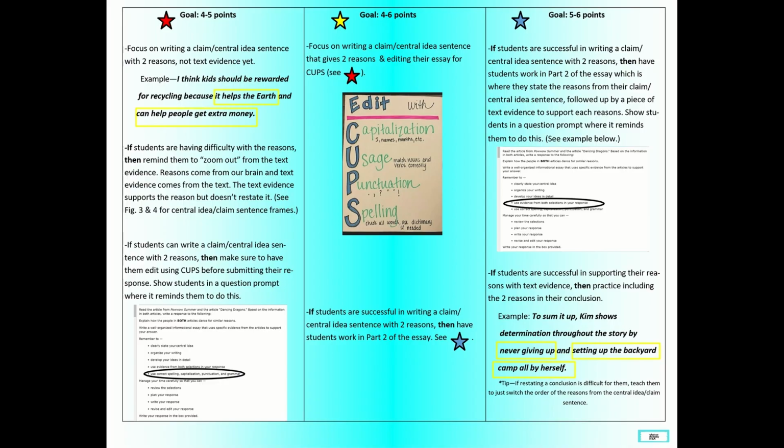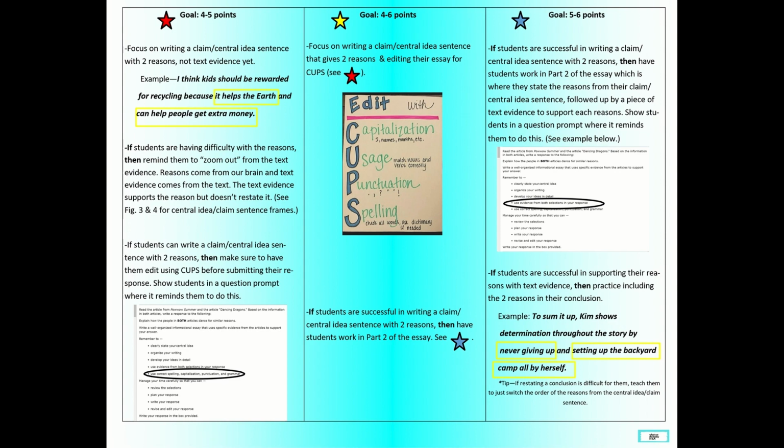In the Red Star recommendation column, there's really 2 things to focus on. A clear central idea or claim sentence that gives 2 reasons, and you'll see some guidelines for that listed. Also, making sure that they are editing for spelling, capitalization, punctuation, and grammar, particularly capitalization, punctuation, and spelling. Remind students that many of the words that they're writing in their claim or central idea sentence are in the prompt, so they should be spelled correctly. Also, other words that they are writing, they could probably find in the text. And they always have the dictionary that can help them as well.